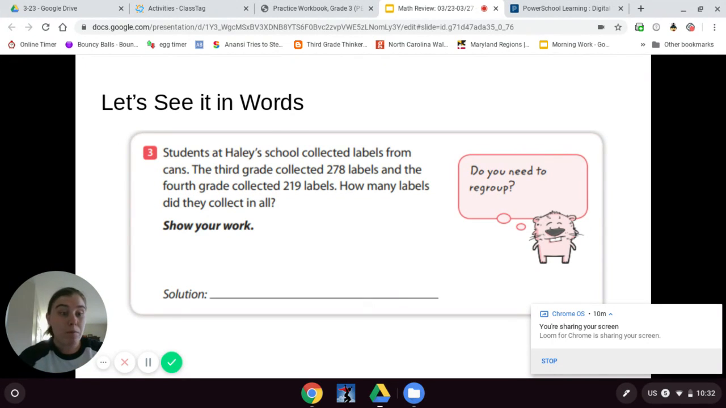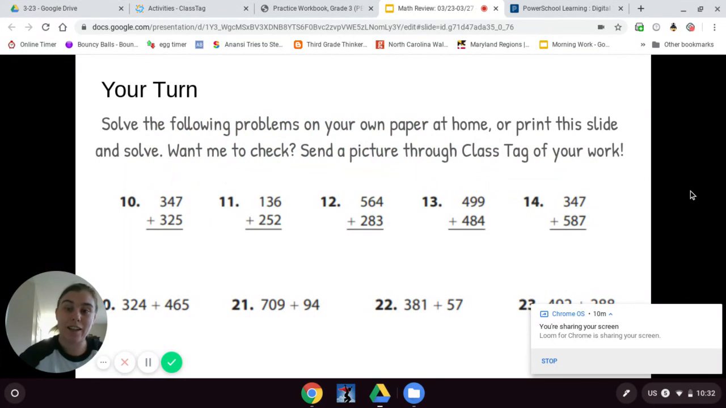So I hope this was helpful. My very last slide that I have in here is your own independent practice. So you'll notice that my instructions say solve the following problems on your own paper at home or print this slide and solve. If you can print the slide, that's absolutely fine to do. And again, if you can't, just write them on your own piece of paper, a sticky note, index card. If you have a whiteboard like I do, you can do that as well.